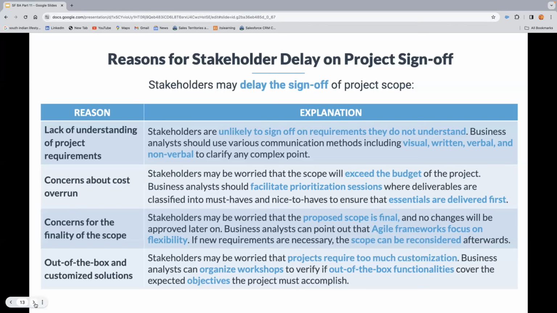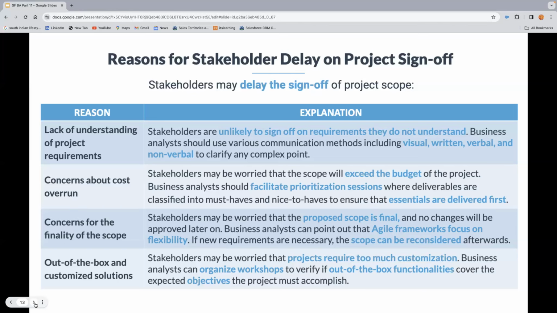Concern for the finality of the scope. Stakeholders may be worried that the proposed scope is final and no changes will be approved later on. A business analyst can point out that the agile framework focuses on flexibility. If new requirements are necessary, the scope can be reconsidered afterwards.